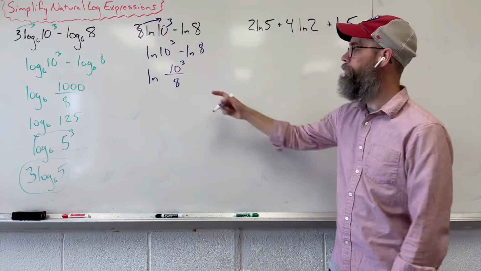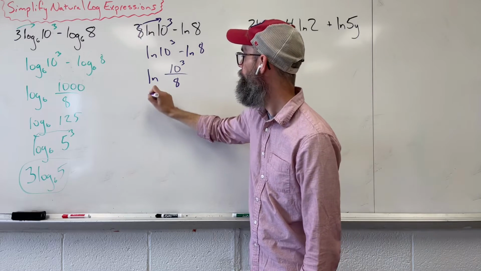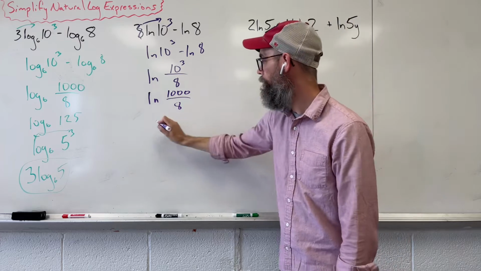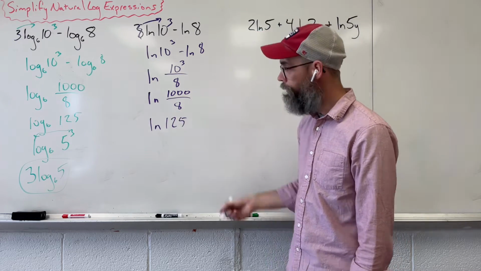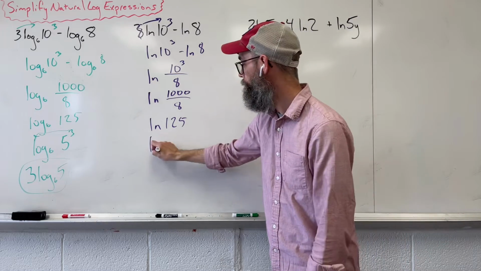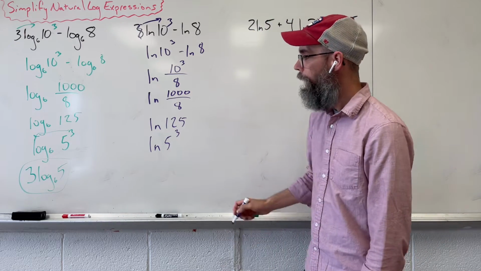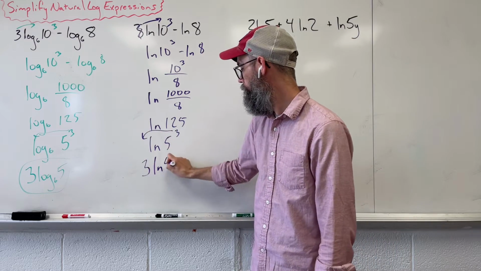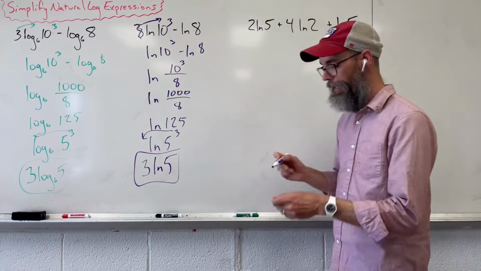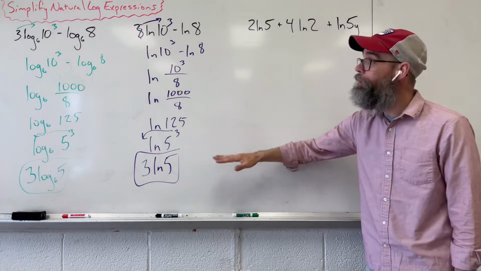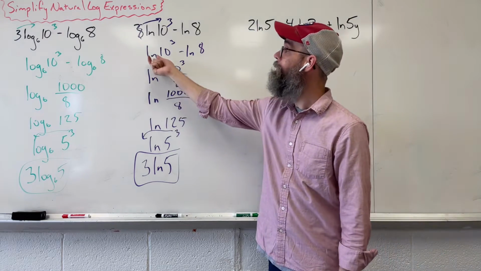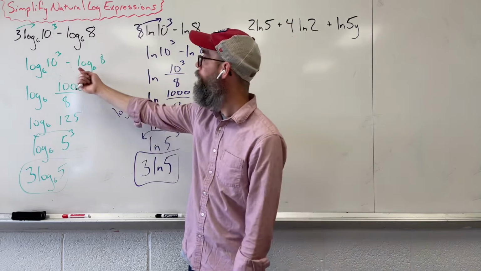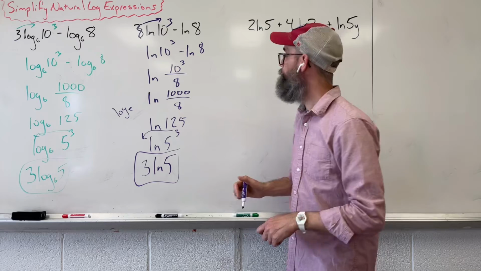Can we simplify that division? Well, 10 to the third power is 1,000 all over 8. This division here is 125. 125 we can rewrite as ln of 5 to the third, and take your exponent, move it out in front. And now we're in a condensed form. These were exactly all the same steps. So whether you have a natural log, which is the same thing as saying log base e, or a log base 6, it's all the same steps.